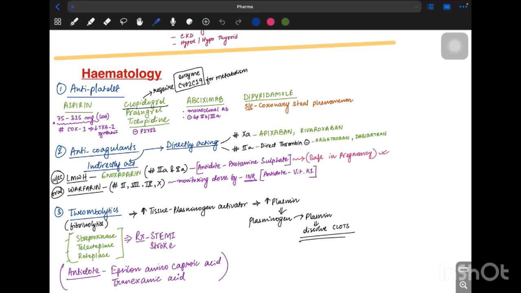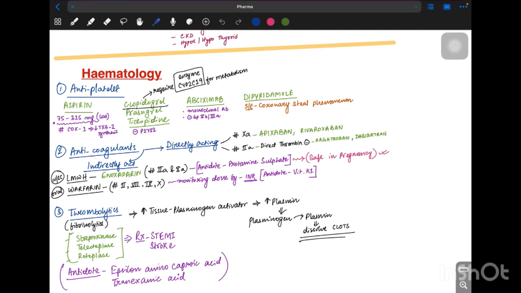Now, coming to clopidogrel. Clopidogrel requires an enzyme known as CYP2C19 for its metabolism. So this is an important question. CYP2C19, the enzyme name is important. What clopidogrel requires for metabolism? The other drugs are prasugrel and ticlopidine. What is the mechanism of action? It inhibits the P2Y12 receptors.